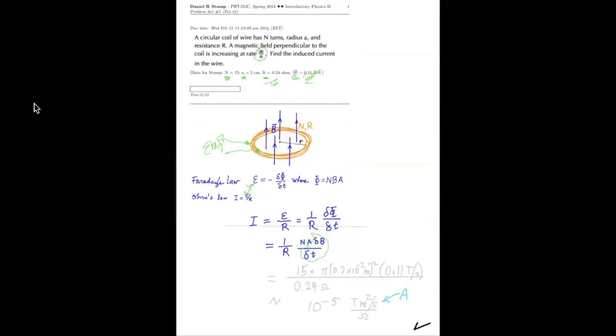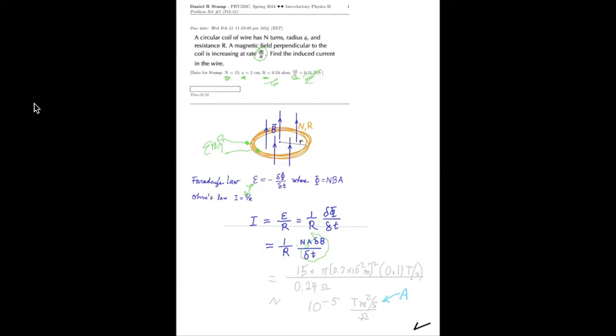That's the answer, I, that's what goes in a box. As usual, it's a number with a unit. We can figure out the number with a calculator, but we can't figure out the unit with a calculator. We have to look at the units. So here we have meter squared Tesla divided by seconds divided by ohms. Now a Tesla is a volt second per meter squared. So the numerator here is volts, and volts divided by ohms is amps. So the unit will be amps.